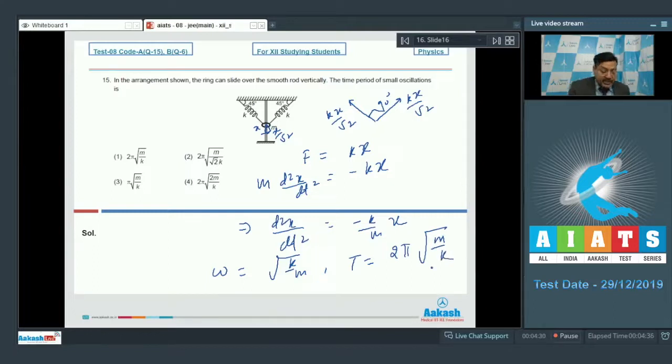If we look at the options, it's matching with option 1. So option 1 is correct. Let's go to the next question now.